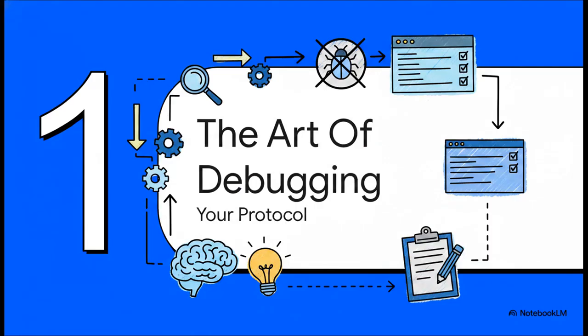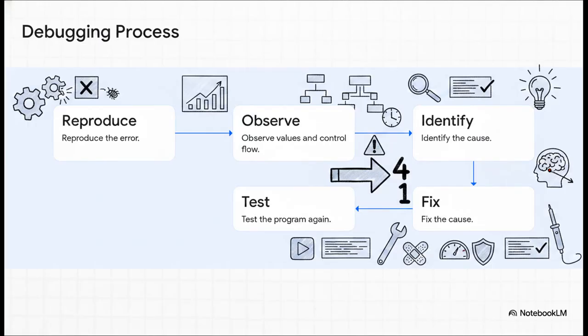Part 1. The art of debugging. Your investigative protocol. Look, debugging isn't some chaotic guessing game where you randomly change lines of code and just pray that it works. No way. It is a deliberate, methodical process. And here is the strict 5-step protocol you should follow every single time.